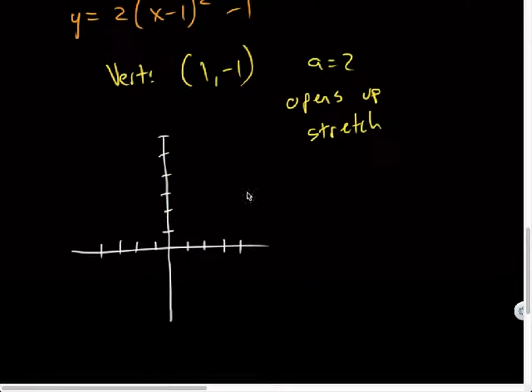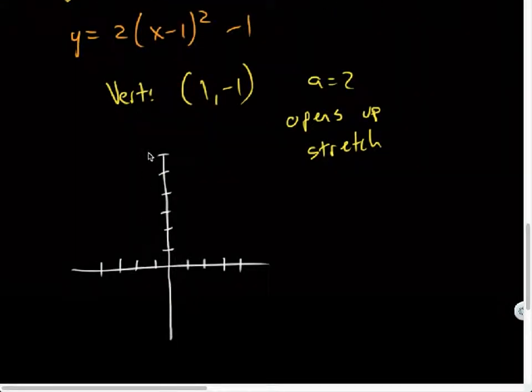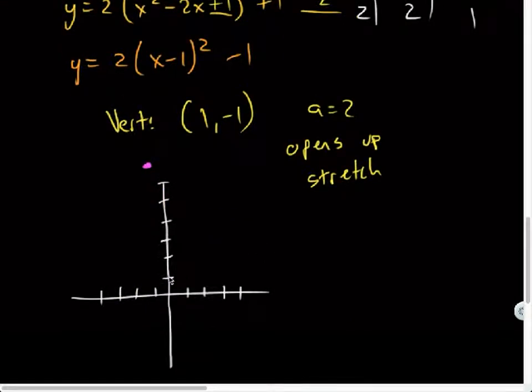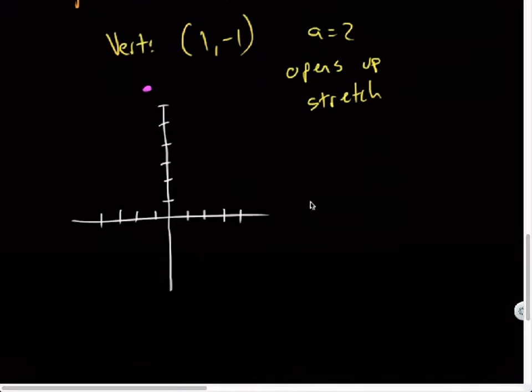So let's graph this. When t is negative 1, I'm at negative 1, 7. 1, 2, 3, 4, 5, 6, 7. Did I count that right? No, that looks like 6. There we go. Then I'm at the point 0, 1. So it looks like I'm traveling in this direction so far. Then I'm at the point 1, negative 1. I keep mixing up my t values there. And then I'm at the point 2, comma 1.